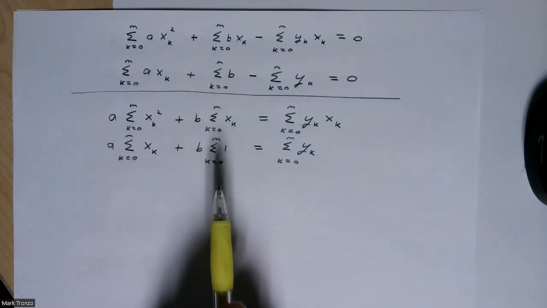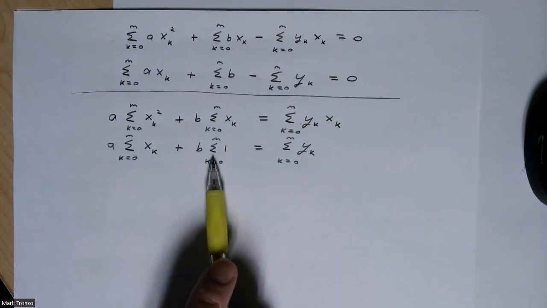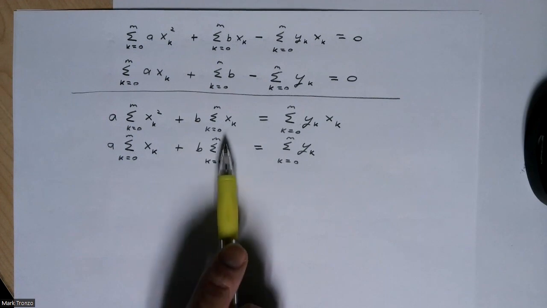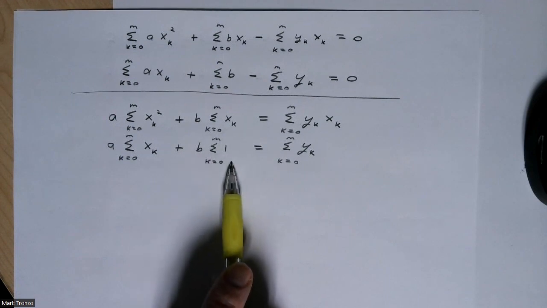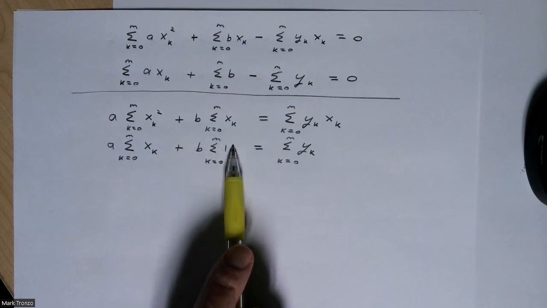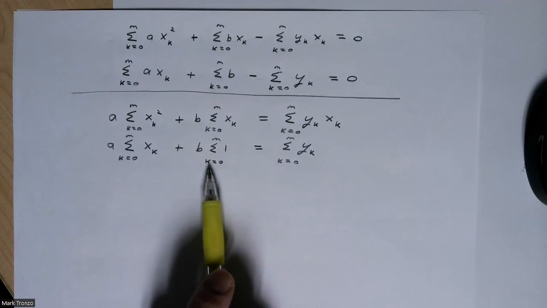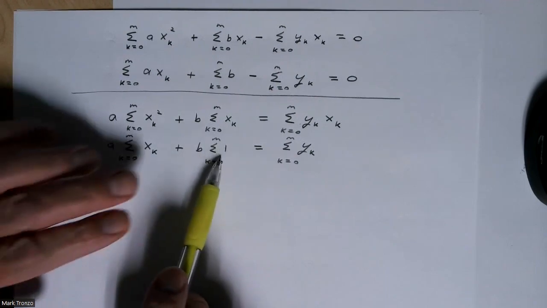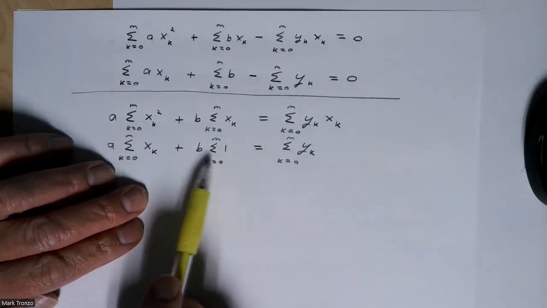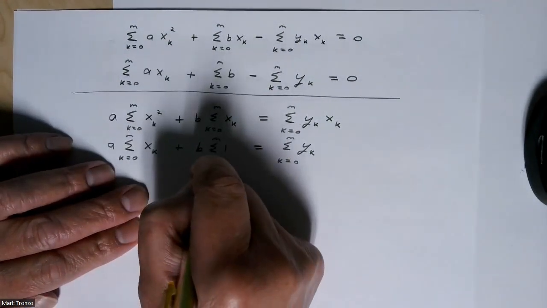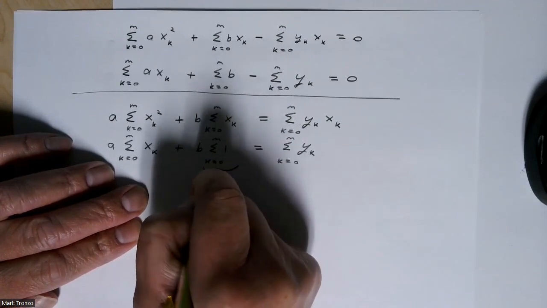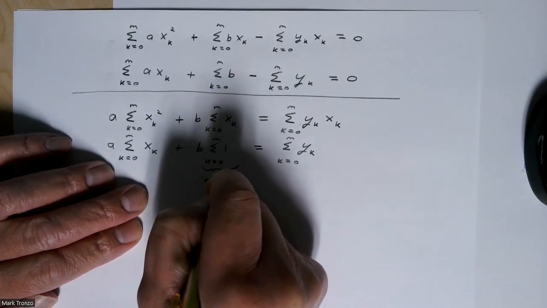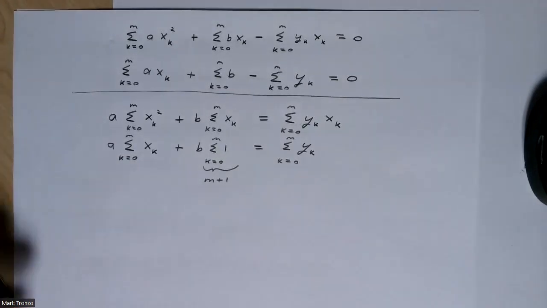And notice this over here, this is just summing 1 up from k equals 0 to m. So we're summing it up basically m times and then plus 1 because we're starting at 0. So this right here is going to be b times m plus 1, like this.